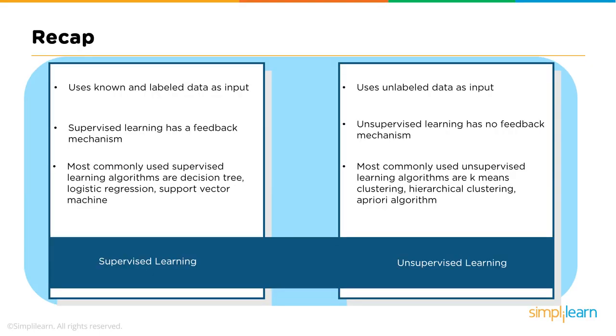By now, I hope you've understood supervised and unsupervised learning. For a quick recap, let's see a few differences between the two. The most fundamental difference is that supervised learning uses known and labeled data, and unsupervised learning uses unlabeled data as their input. Secondly, supervised learning follows a feedback mechanism, while unsupervised learning does not.